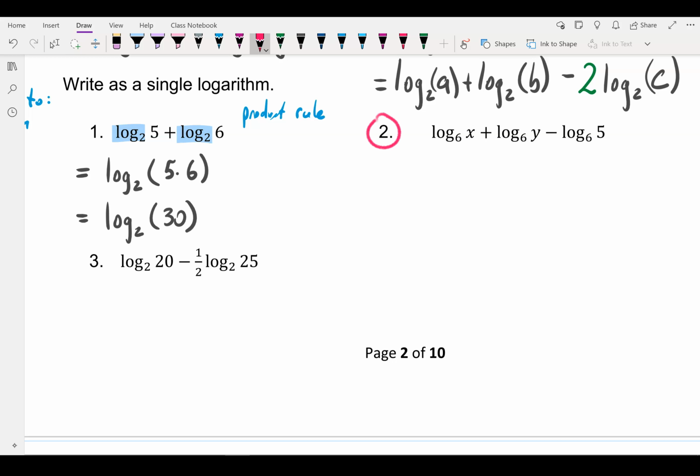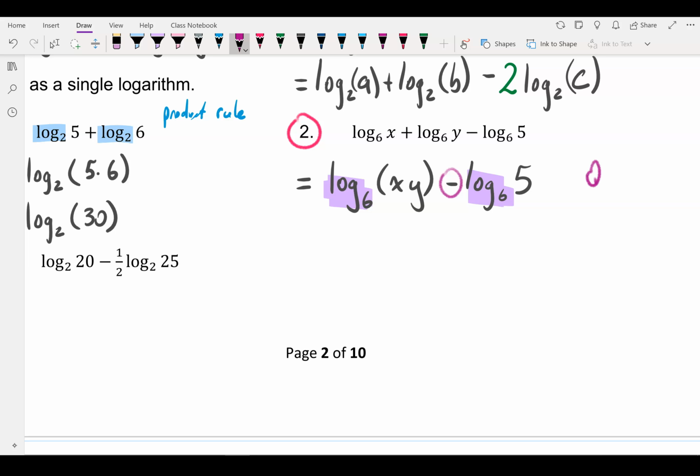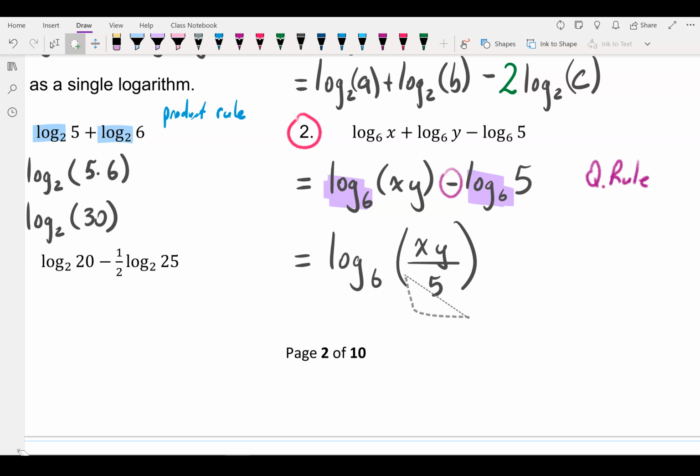We're going to be using a few different rules: power rule, product rule and quotient rule. So we have the same log for all of them. We know we can combine the first 2. We could do this in one big step, but I'm going to do it in 2 steps. Log base 6, x and 7 get combined, minus log base 6 of 5. Now we have the same log again. Look, log base 6, log base 6, but we've got the subtraction. So here we can do the quotient rule. And our answer's done.